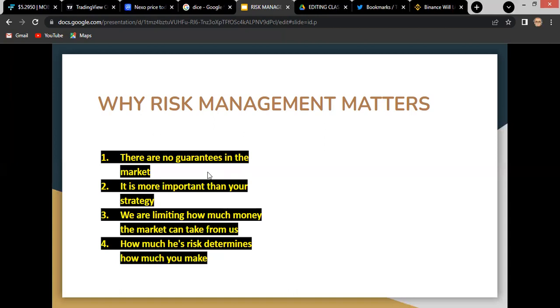And also, risk management is actually more important than your strategy. Whatever system you're trading, if your risk is not well managed, if you've not factored in the concept of risk management, you're still going to end up losing the trade. You're still going to end up in losses. So that's why it's very necessary you learn how to manage your risk.